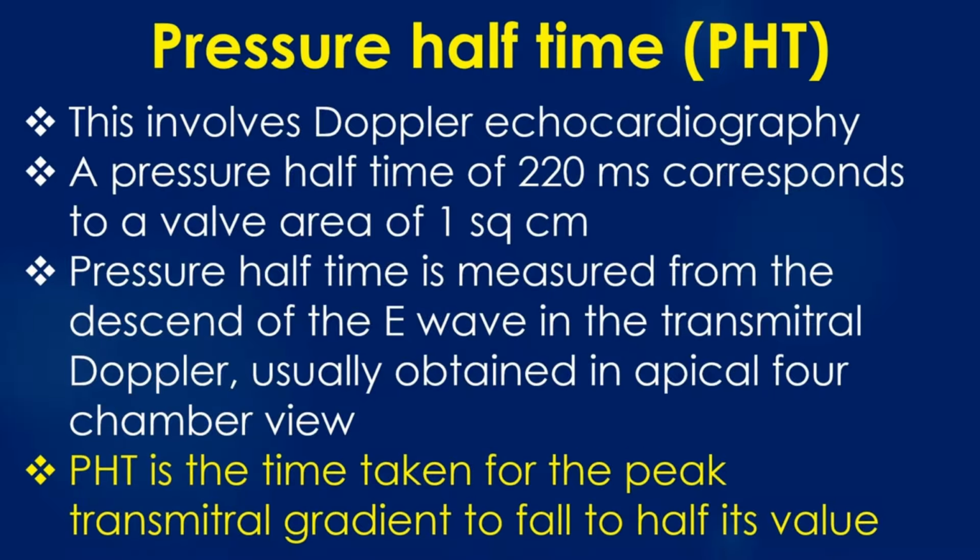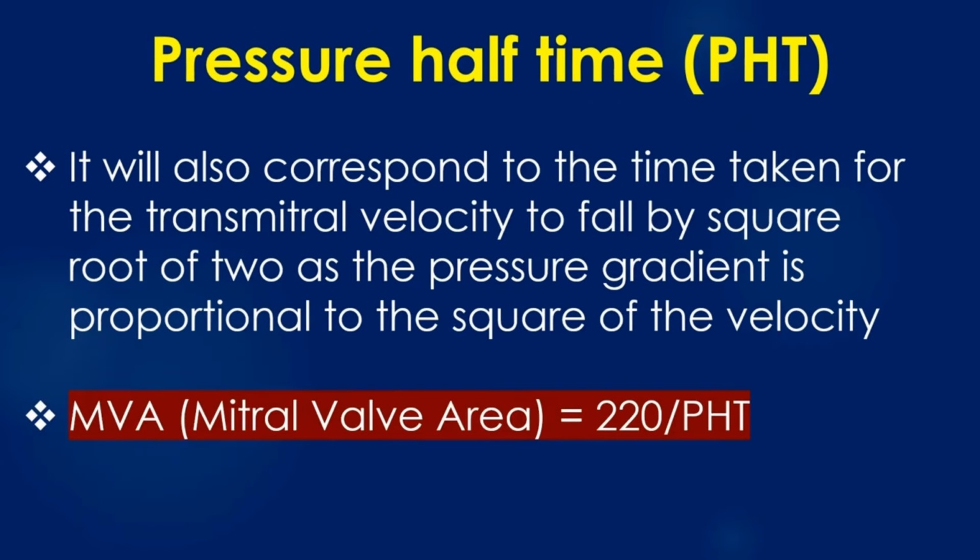Assessment of mitral valve area by pressure half time involves Doppler echocardiography. A pressure half time of 220 millisecond corresponds to the valve area of 1 square centimeter. Pressure half time is measured from the descent of the E wave in the transmitral Doppler, usually obtained in apical 4-chamber view. PHT is the time taken for the peak transmitral gradient to fall to half its value. It will also correspond to the time taken for the transmitral velocity to fall by square root of 2 as the pressure gradient is proportional to the square of the velocity. Mitral valve area is equal to 220 by pressure half time.